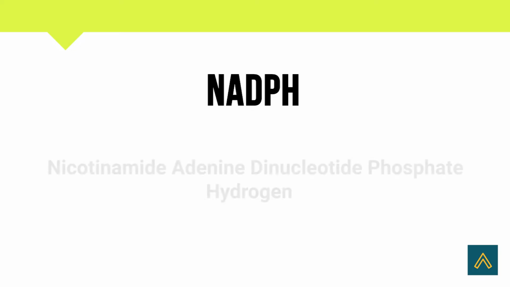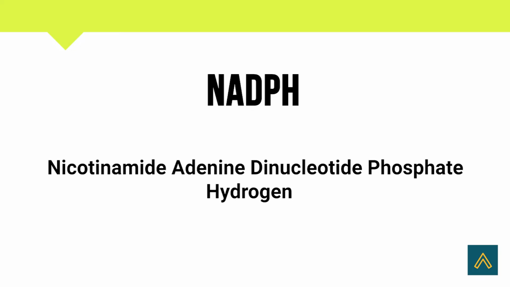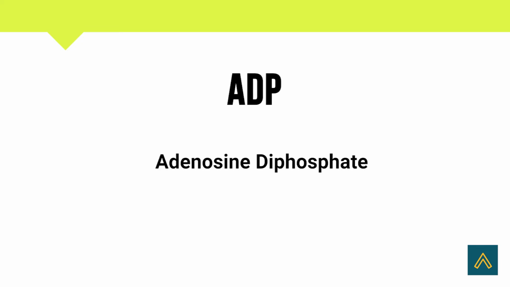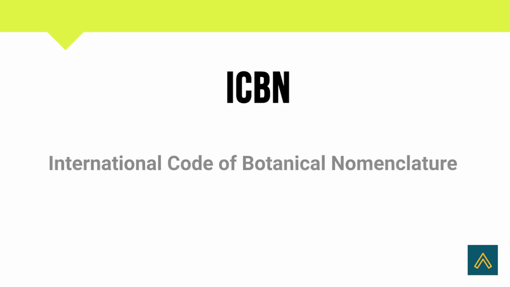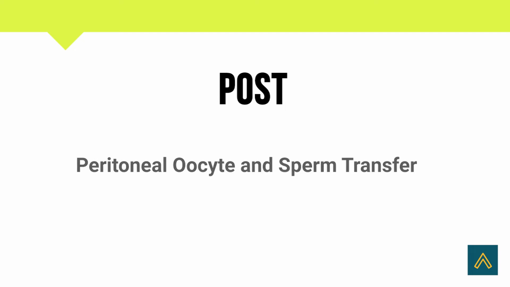NADPH. The full form of NADPH is Nicotinamide Adenine Dinucleotide Phosphate Hydrogen. ADP. The full form of ADP is Adenosine Diphosphate. ICBN. The full form of ICBN is International Code of Botanical Nomenclature. POST. The full form of POST is Peritoneal oocyte and sperm transfer.